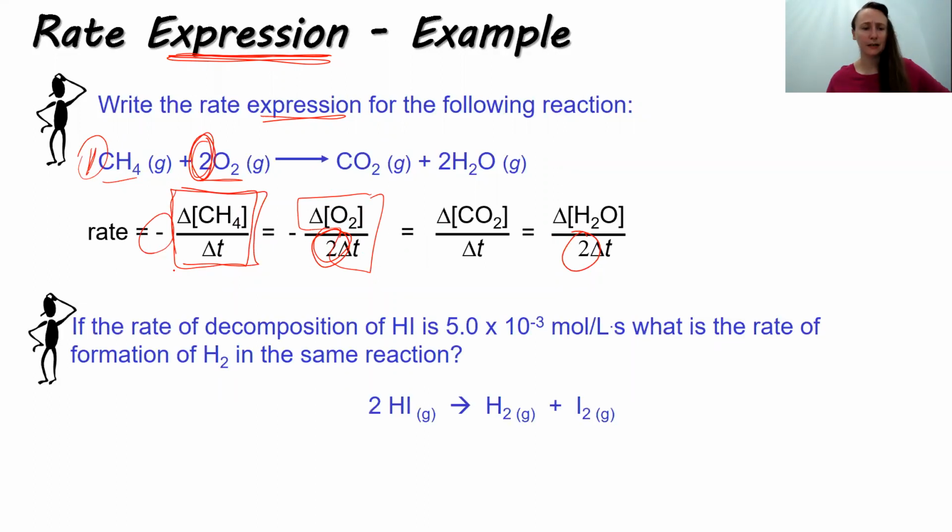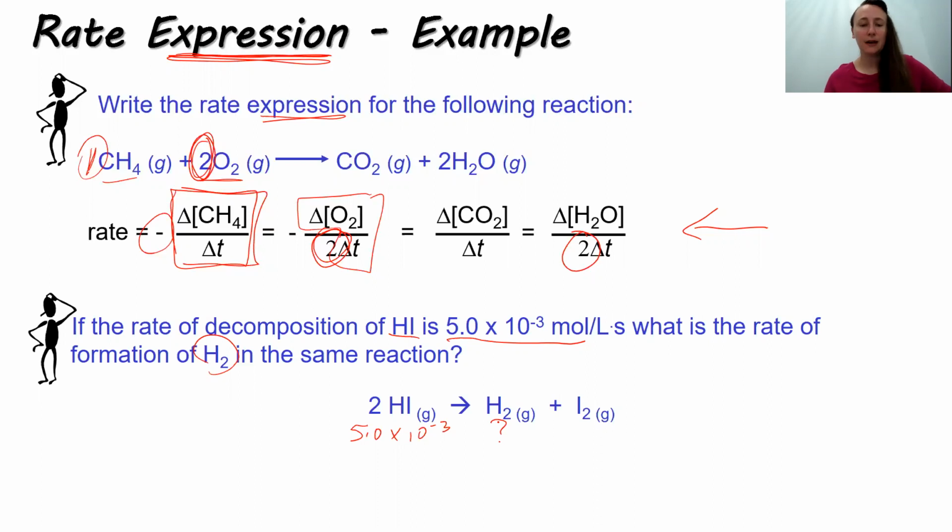So let's work an example with numbers. So here's our example of writing the expression. Now let's use this knowledge to relate the different rates of substances in a reaction. If the rate of decomposition of HI is this, what is the rate of formation of H2? So the HI is 5.0 times 10 to the negative 3. And we want to know the rate with respect to H2.